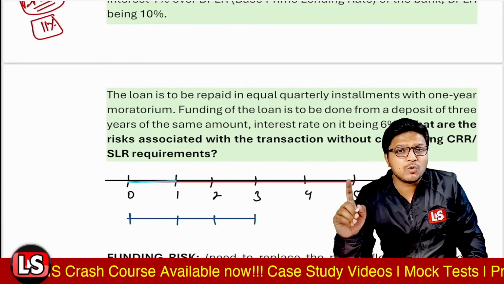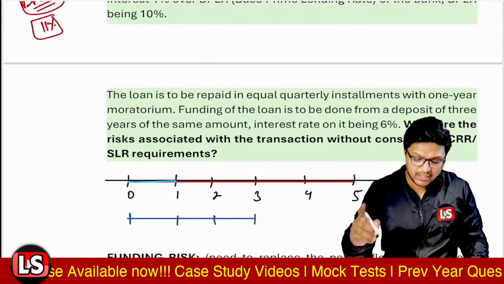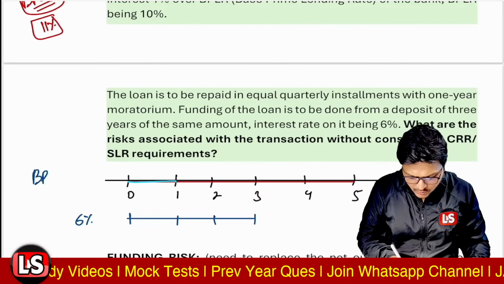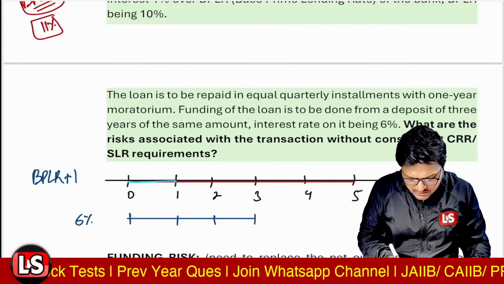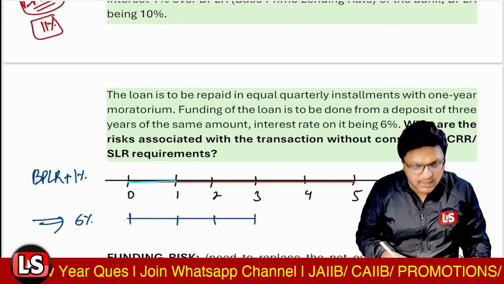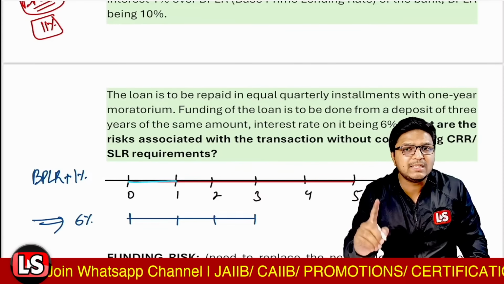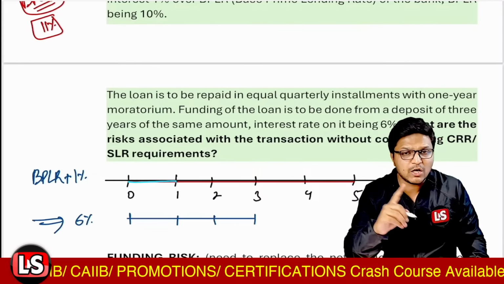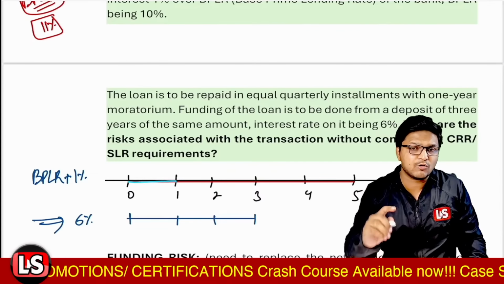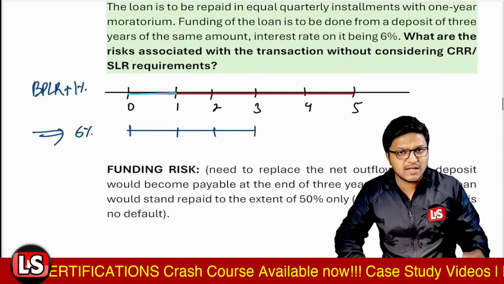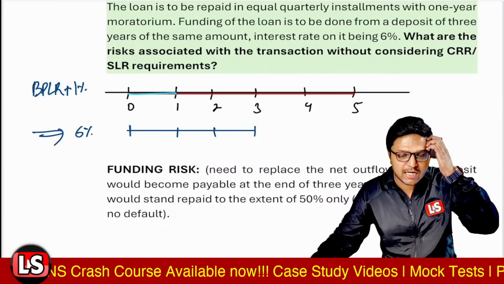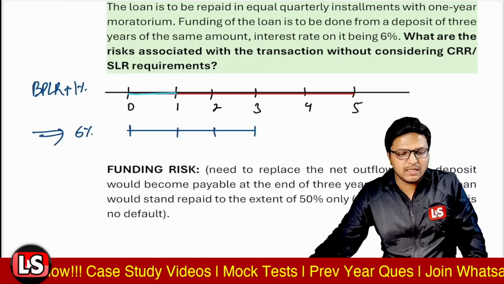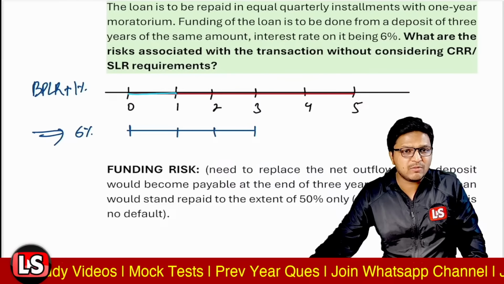Now funding of the loan is to be done from that particular scenario. The interest rate on the deposit is 6%. On the loan we are going to receive BPLR plus 1%, and on the deposit we are paying 6% to the depositor. So what are the risks associated with the transactions without considering the CRR and SLR requirements? We need to tell what different types of risks will be associated here.